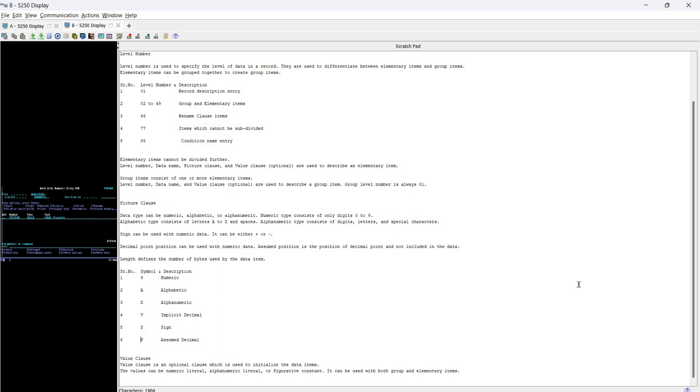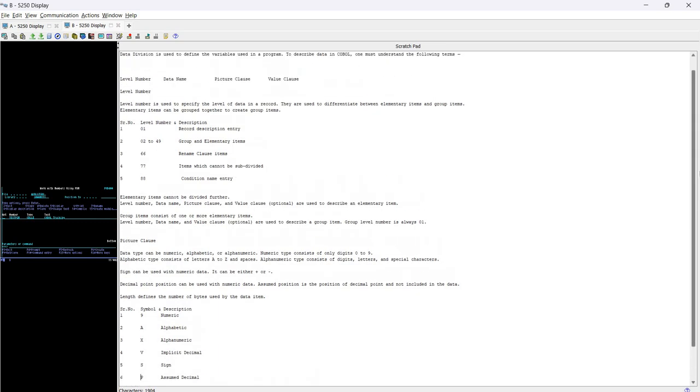The values can be numeric literal, alphanumeric literal, or figurative constant. These are the possible values for the value clause. It can be used with both group and elementary items. Clear? So this is just the theoretical description of data types in COBOL.